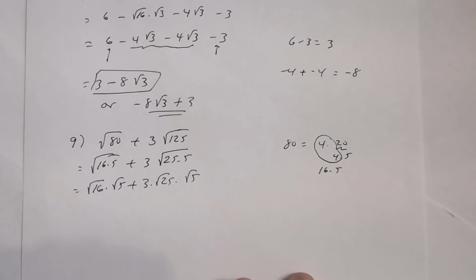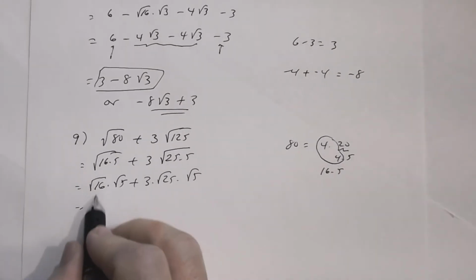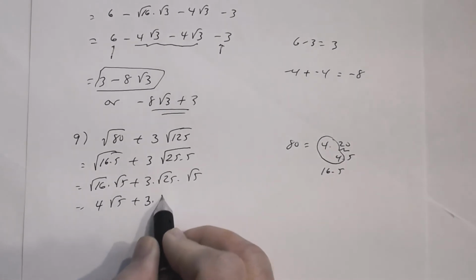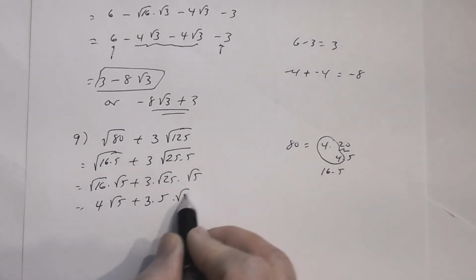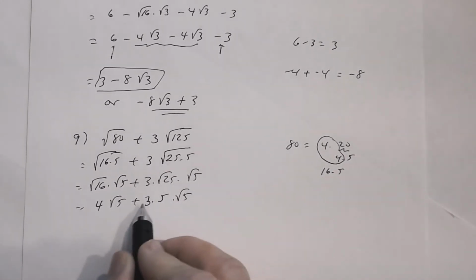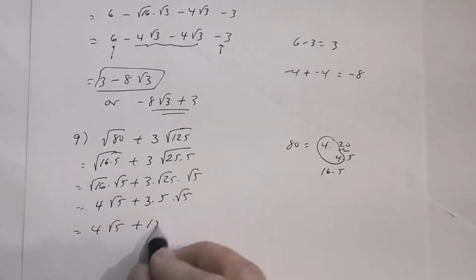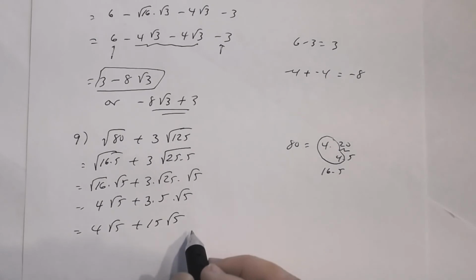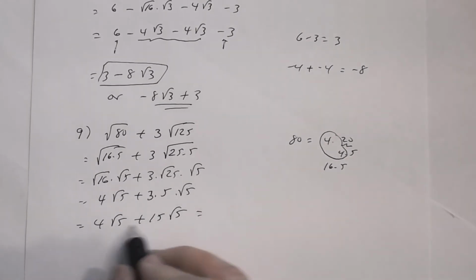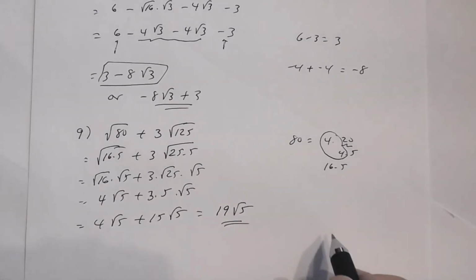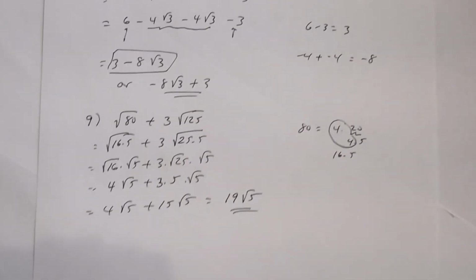And so I'm going to get the square root of 16 is 4, so I get 4 square root of 5 plus 3 times 5, right? Times the square root of 5. Now let's go ahead and deal with this part here. 3 times 5, 15, so I get 4 square root of 5 plus 15 square root of 5, and now I can combine those. So the answer is going to be 4 plus 15 is 19, so it's 19 square root of 5s. Okay? All right, let's look at number 10.